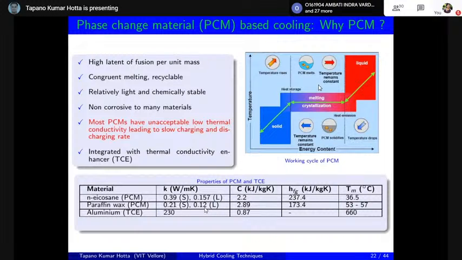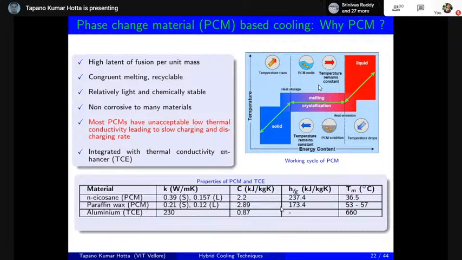The PCM can only be used integrated with some thermal conductivity enhancers. So this TCE, thermal conductivity enhancer, is going to play a very important role to integrate the effect of PCM for the heat transfer application. Normally aluminum is one of the best thermal conductivity enhancers, with a higher thermal conductivity of 230. So whatever PCM we consider now has to be integrated with the help of a TCE.